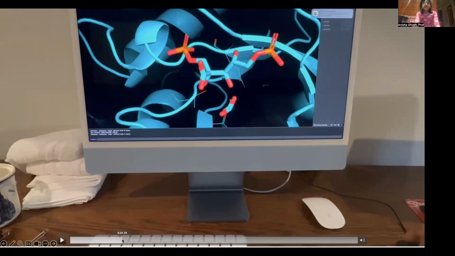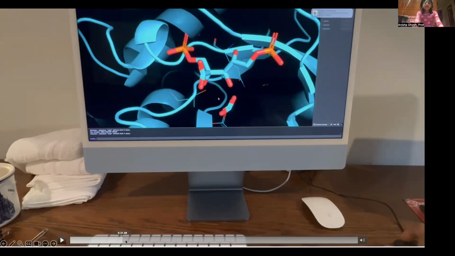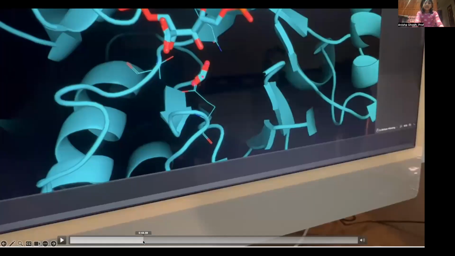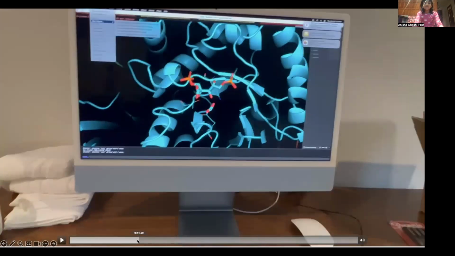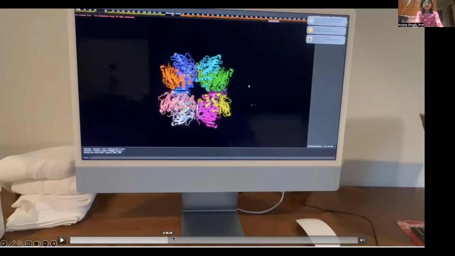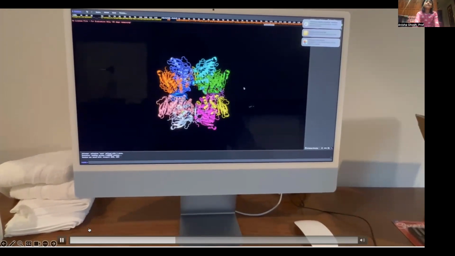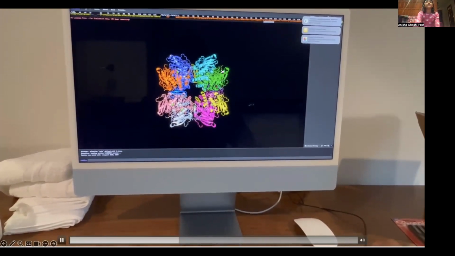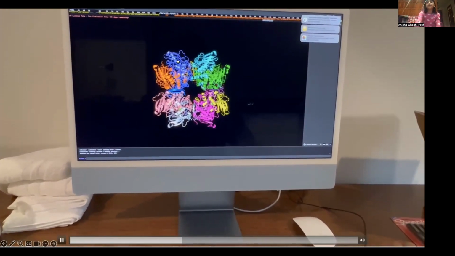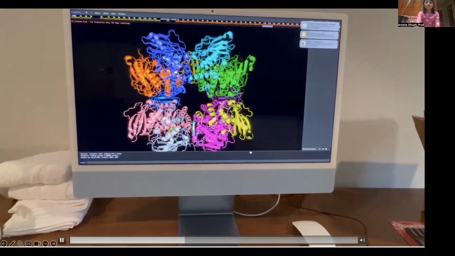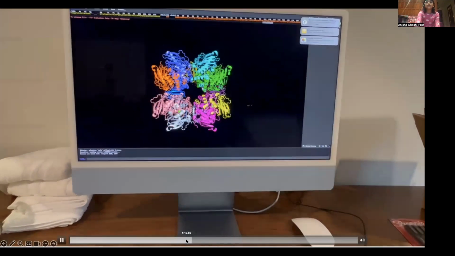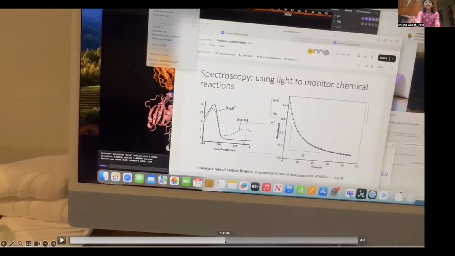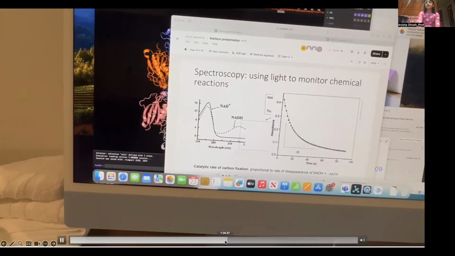We also looked at this video and rubisco, the enzyme, from different magnifications. For example, like this. This is rubisco from a little bit further away, and now we're zooming closer a little bit more. Then we talked a little bit about spectroscopy.